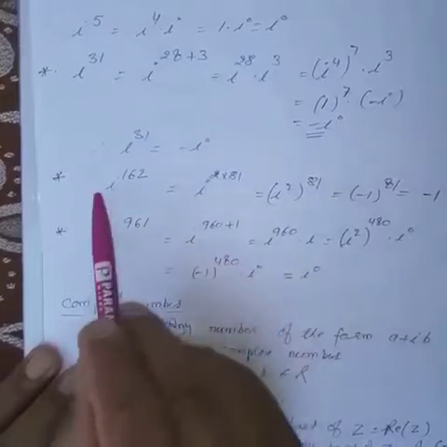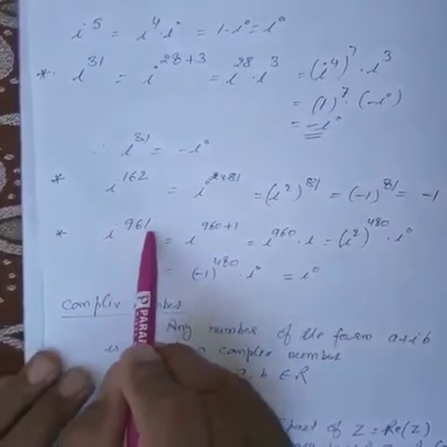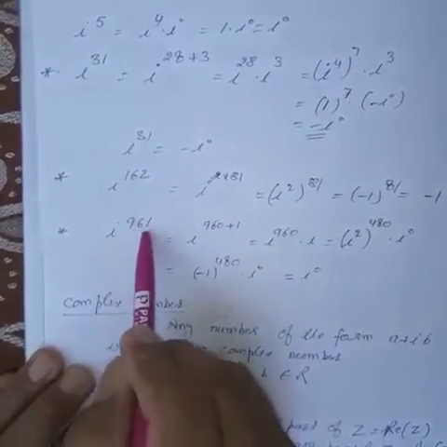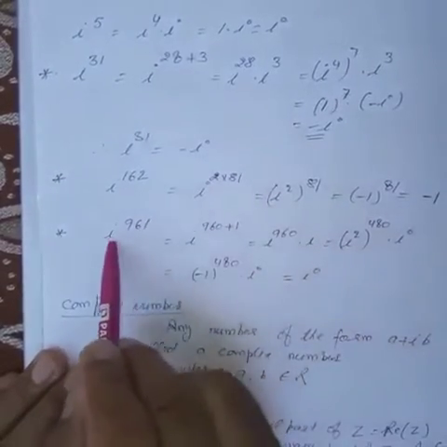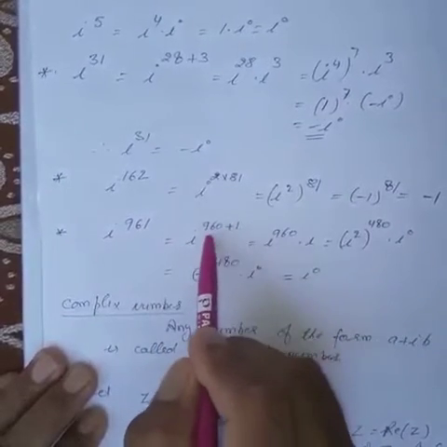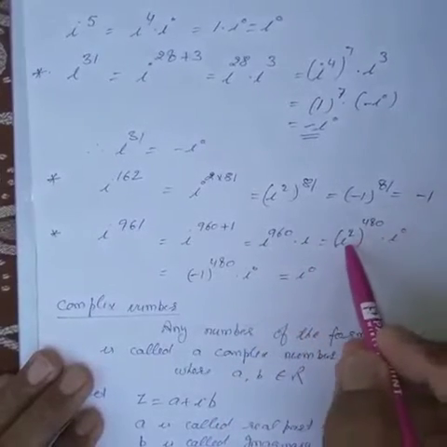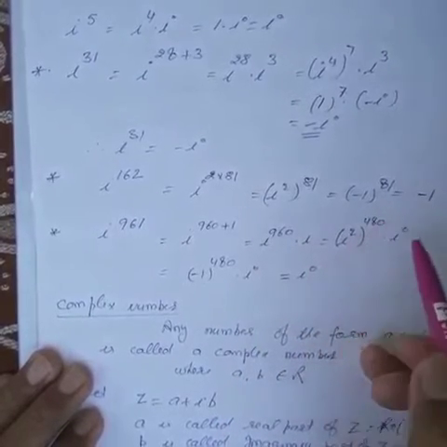Similarly, you can find all other values. This is iota raised to power 961. This is another method: we will separate the even number, and you can write it like this: 960 plus 1. Now splitting the powers, it is iota raised to power 2 raised to power 480 into iota.